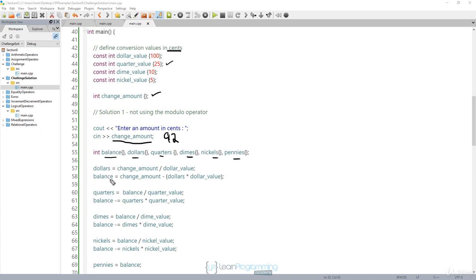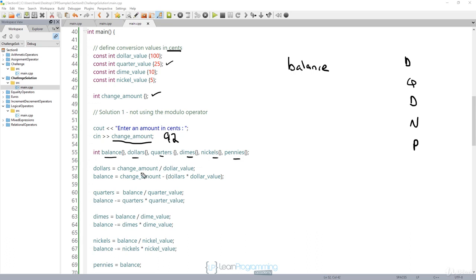All right, so let's do this example here. And I'm just going to write some letters over here. I'll write dollars, quarters, dimes, nickels, and pennies so we can keep it running. And I'll have a balance variable here as well. All right, so let's start. We're right about here on line 57. And we need to figure out how many dollars are in 92 cents. Well, there are none, right?